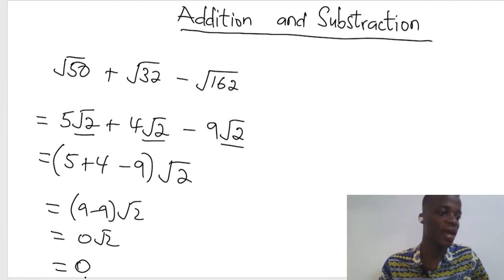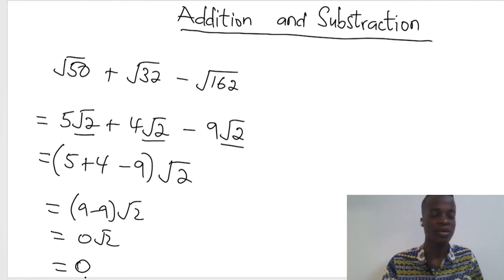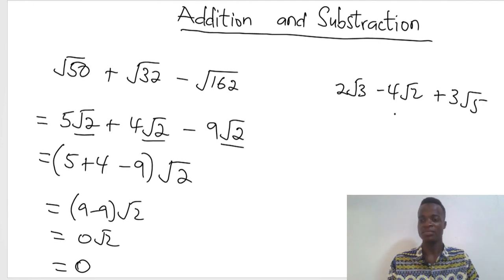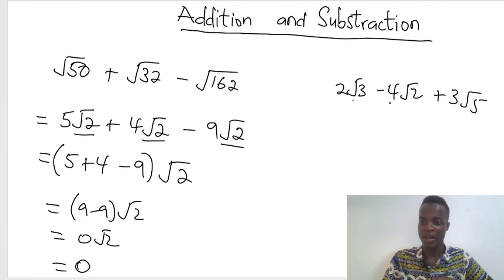Now let's look at other examples where we do not always have the roots being the same. For example, let's say at the end of the day, after you simplify and use your calculator, you have 2 root 3 minus 4 root 2 plus, let's say, 3 root 5. Something like this. You see there's addition and subtraction over here. But if you look at the roots, they don't interact among themselves.